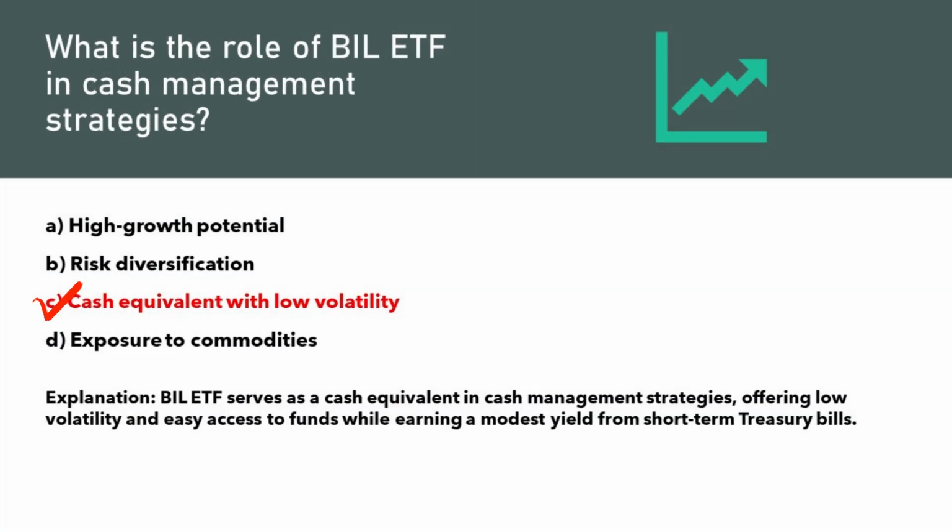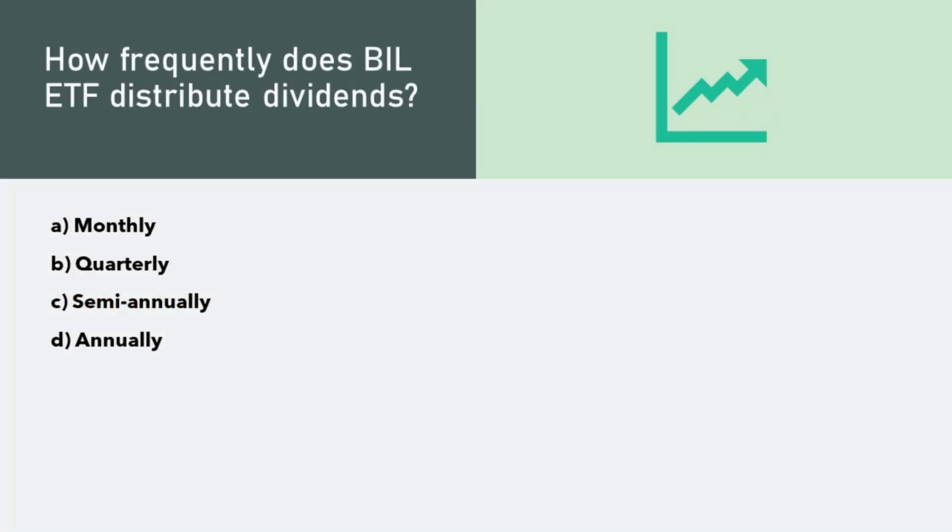Answer: C. Cash equivalent with low volatility. Explanation: BIL ETF serves as a cash equivalent in cash management strategies, offering low volatility and easy access to funds while earning a modest yield from short-term Treasury bills. How frequently does BIL ETF distribute dividends?